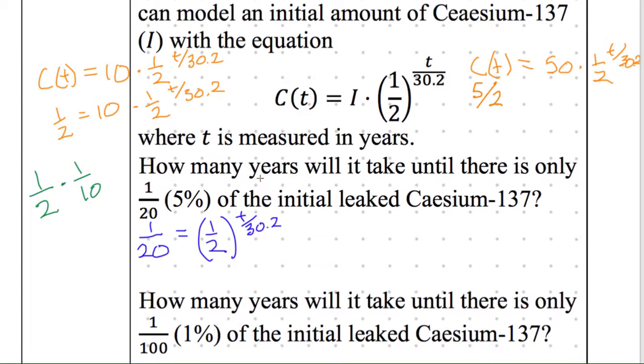So the whole problem is saying, how can I get 1/20th of the amount? Well, the amount was 50. We don't know what the amount was. If the amount was 50, then to get 1/20th, we take 5/2. If the amount was 10, then the amount that we're looking for to be 1/20th is 1/2. We don't know what the start is, so we're just making up a number. So if I set 5/2 equal to 50 times 1/2 to the power of t over 30.2, the first step is going to do what to both sides?